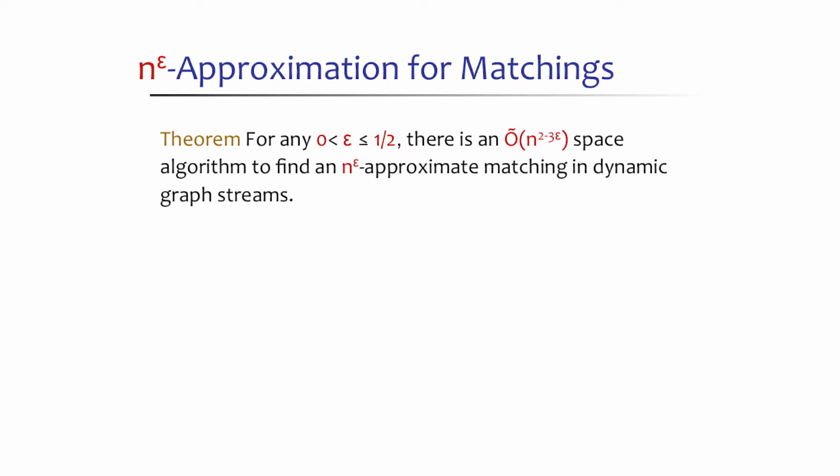Okay, good. So in the remaining time, I'm going to tell you a bit about both these results. Both results are based on simple ideas, and I should be able to tell you a bit about both of them. Definitely about the positive result in a fair amount of detail. So I'll start with the positive result, which is just showing you can get an n to the epsilon approximation in n to the 2 minus 3 epsilon space.